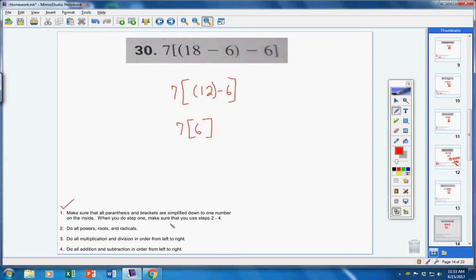All of my parentheses and brackets are simplified down to one number, okay? There's no powers and roots. I do have multiplication. 7 times 6 is 42.